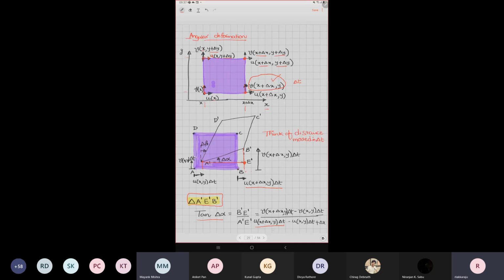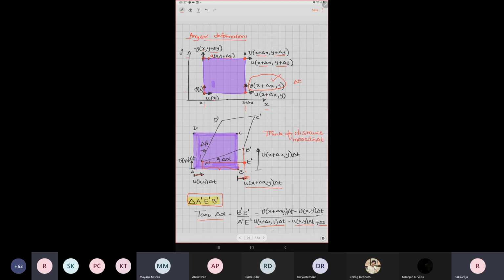And point A, how far it really moved. That is U at x, y multiplied by delta t. And A prime to E prime is what I want. So this is the distance it has moved, this is the distance it has moved, and there is a leftover distance of delta x. So this is delta x.